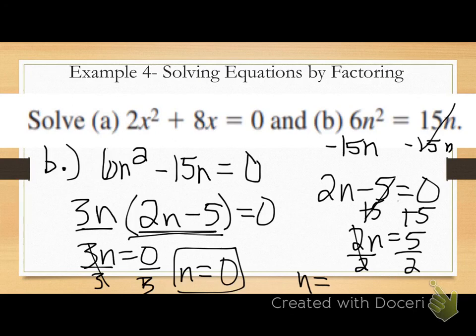Can I simplify 5 over 2? No. So we just leave it as a fraction. You can leave it as a fraction, yep. There's my other solution. n equals 5 over 2.